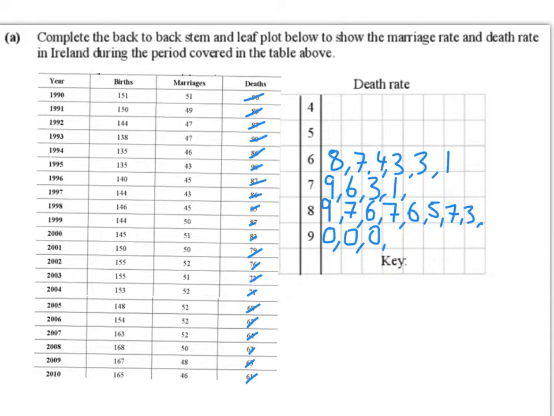So remember, for stem and leaf, the stem is in the middle. So 4, 5, 6, 7, 8, 9 stands for the 40s, 50s, 60s, 70s, 80s and 90s. And what I've done here is I've written them out unordered, and I ticked off each data value as I used it. Now I'm going to do the left-hand side of the stem and leaf.